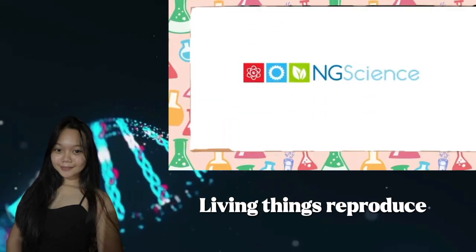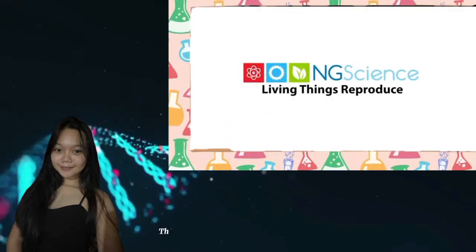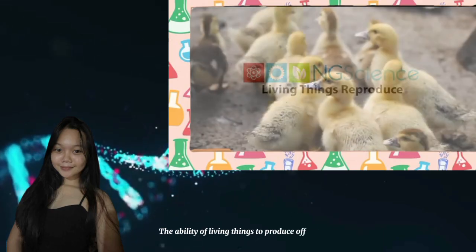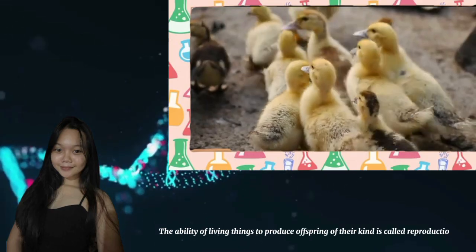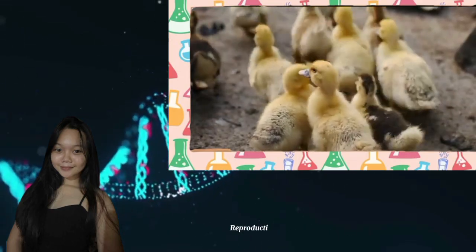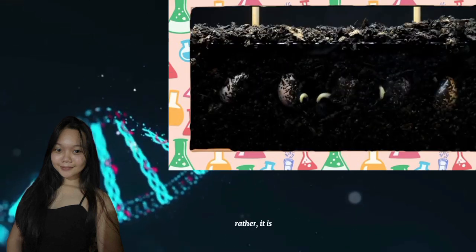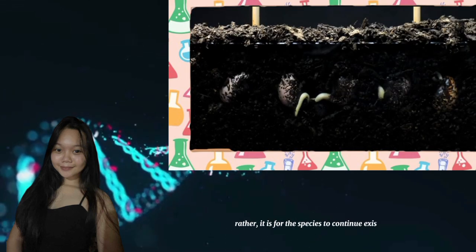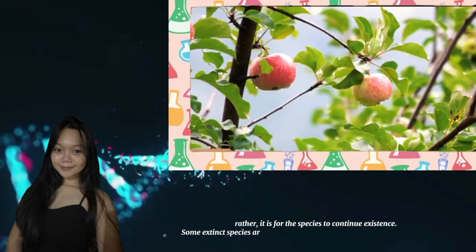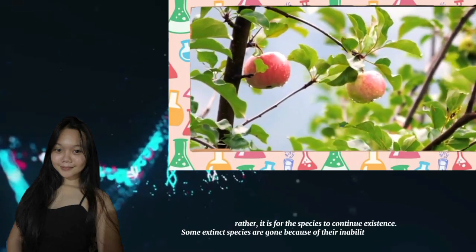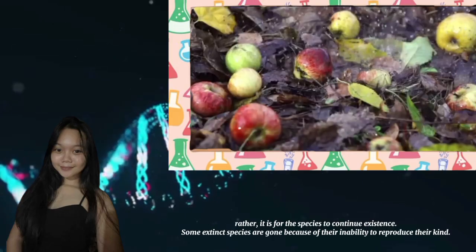Living things reproduce. The ability of living things to produce offspring of their kind is called reproduction. Reproduction is not an individual organism's need. Rather, it is for the species to continue its existence. Some extinct species are gone because of their inability to produce their kind.